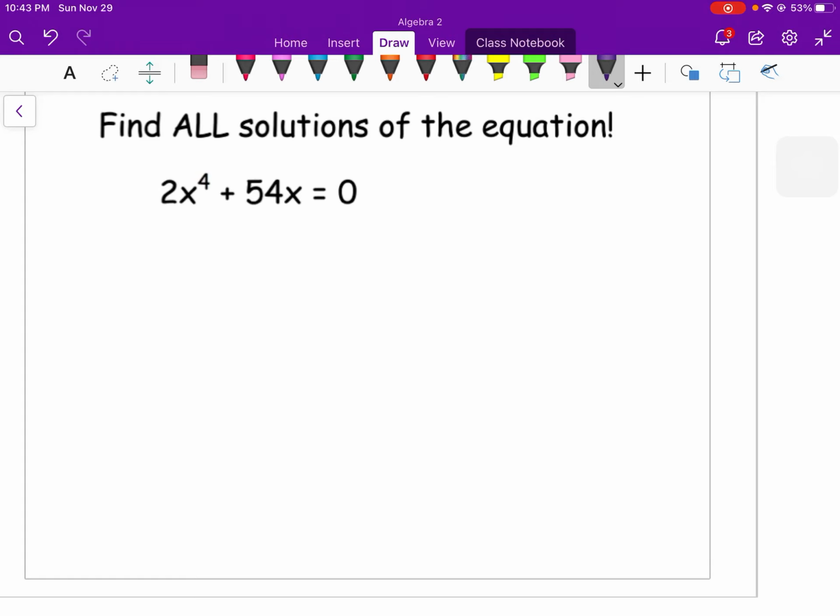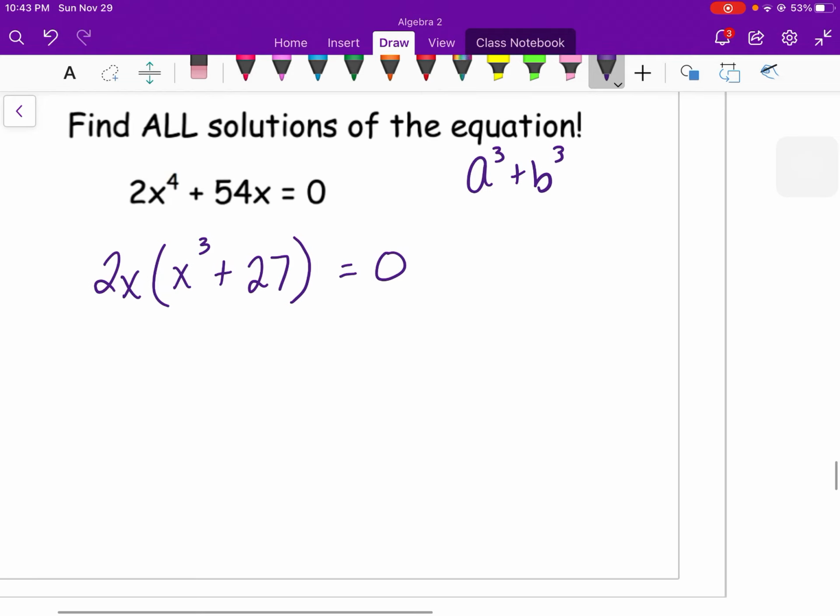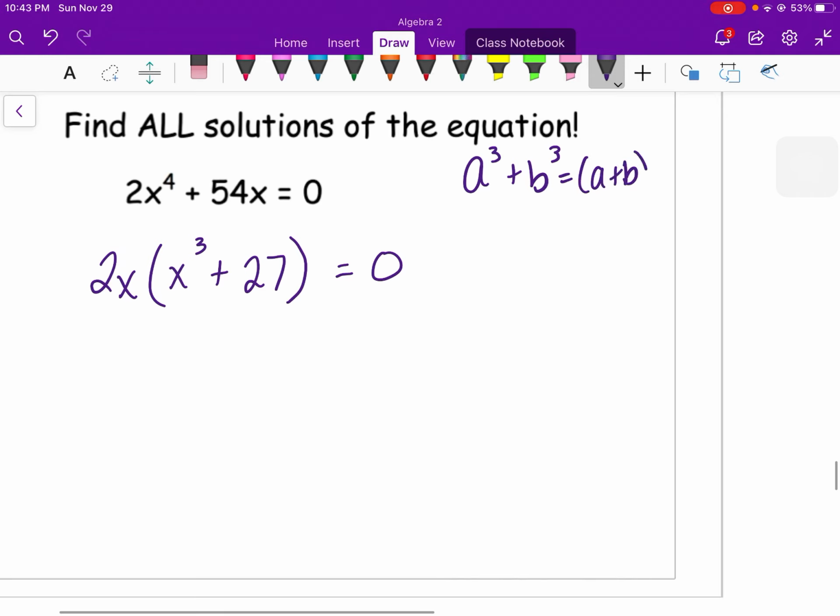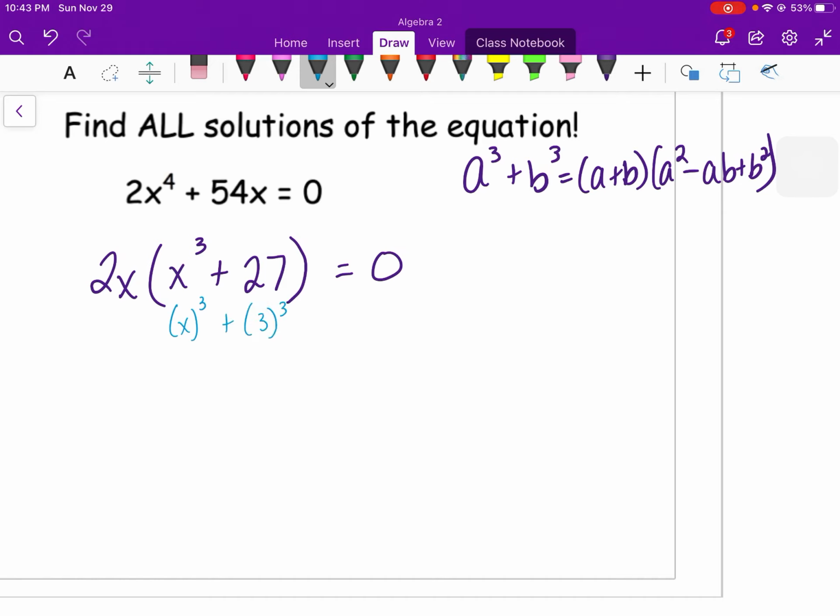So here are find all the solutions of this equation. So this time I'm looking for 4 answers because it's a quartic binomial. I'm going to start by taking out the greatest common factor, which would be a 2x. That's going to leave me with an x cubed plus 54 divided by 2 is 27. Now I have an x cubed and a 27, so that's an a cubed plus b cubed. So I have to use the formula for that, which is a plus b, a squared minus ab plus b squared, where a would just be x this time and b would be 3 because it's x cubed plus 3 cubed would equal x cubed plus 27.